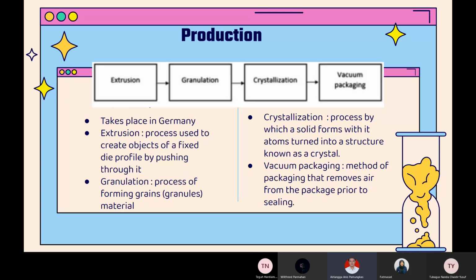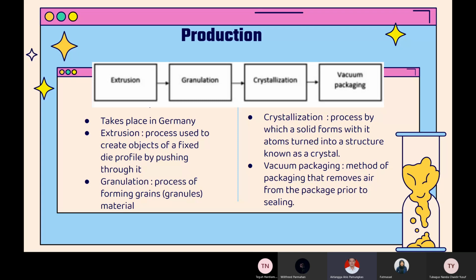The second phase is production. From the production, we can see that the first step is extrusion, continuing to granulation, then crystallization, and the end is vacuum packaging. The production itself takes the material from Spain and Thailand, as discussed before, and production takes place in Germany. The extrusion itself is a process used to create objects of a fixed die profile by pushing the material through it.